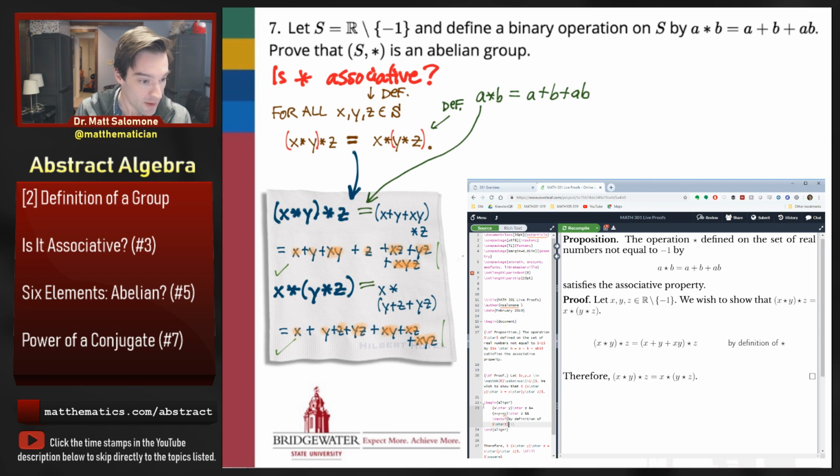Right? Okay, and then on the next line, I'll do the next simplification that I did on my napkin, where I eliminated the second star. So this is then equal to x plus y plus xy, plus z, plus x plus y plus xy quantity times z. And again, for the same reason, by definition of star.